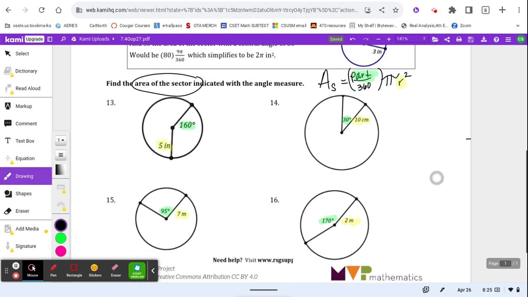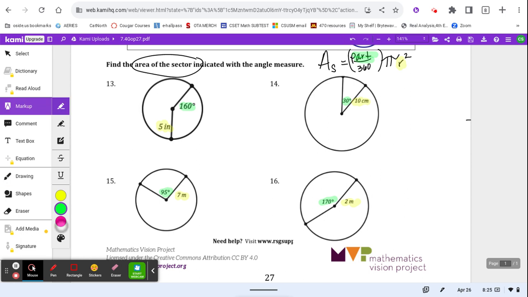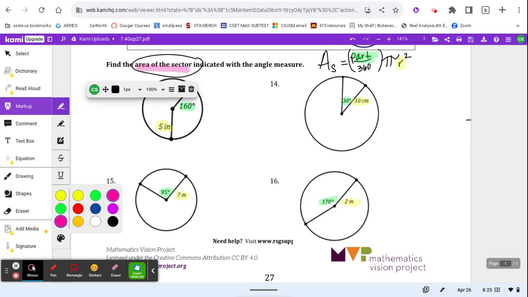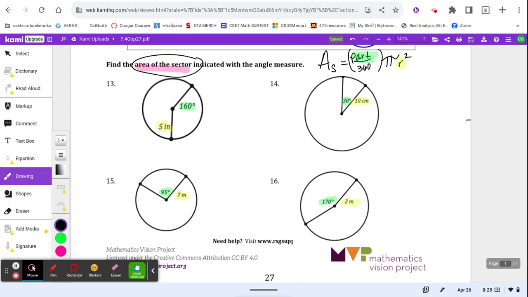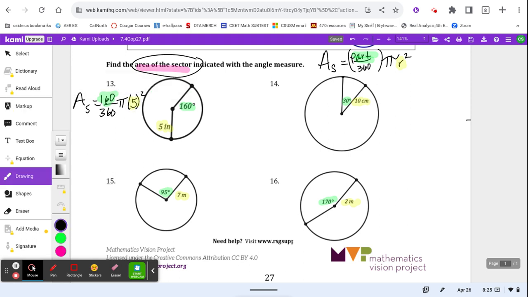And then you're going to get me both an exact and an approximate answer. We only need to do the area. We do not need to do the arc length on this one. It's just practicing the first one. So here we go. Area of a sector is equal to my part, 160, out of the 360, of pi radius squared. Where did those numbers come from? The 160 is my part, and the radius is 5.